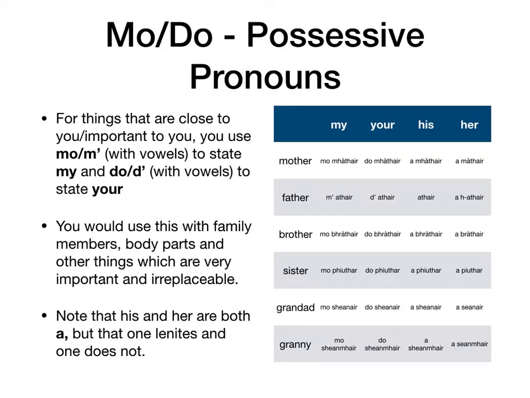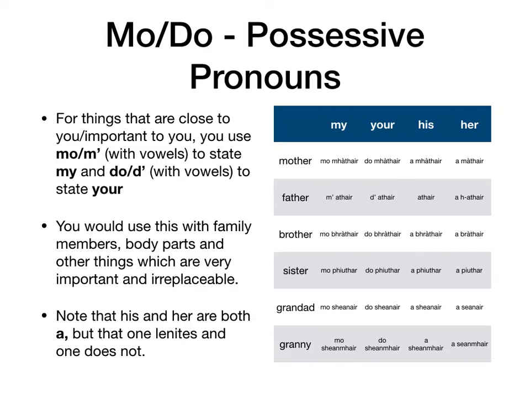So the reason that we're looking at this are what we call possessive pronouns. We already know the pronouns. Me, u, e, i, shin, shiv, iad. Me, you, him, her, us, you, them. But what we're going to look at today is the Gaelic for my, your, his, and her. And they are mo, do, a, and a.